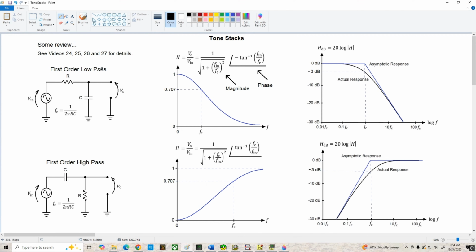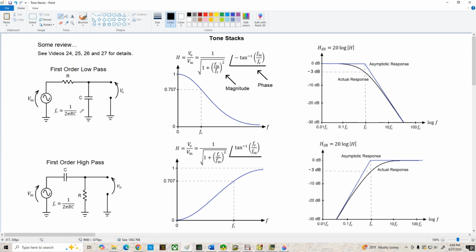Starting first with the low pass filter, if we come to the center of the page, we've got the equation for the transfer function or response of the filter. This is in polar form, so we've got the magnitude and phase angle, and it's given in terms of the ratio of the input frequency to the critical or corner frequency f sub c, which is given by 1 over 2 pi RC. And you might remember that this is the frequency at which the magnitude of the capacitive reactance X sub C equals the resistance in the circuit.